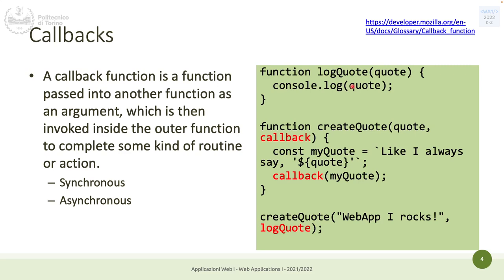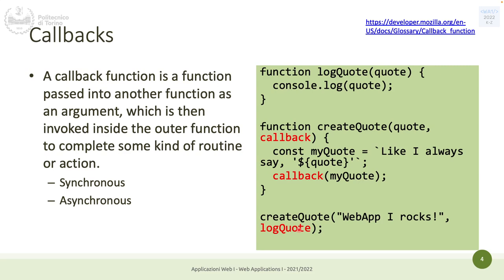So this is a very simple and not really useful example because we could have just written here console.log. But again, if we imagine to have a console.log and a database.log and a file writing, etc., we can pass different callbacks and let the createQuote function do all the other work and then delegate the piece of work of writing that quote somewhere to the callback that we pass here. So again, another thing to increase flexibility in JavaScript.